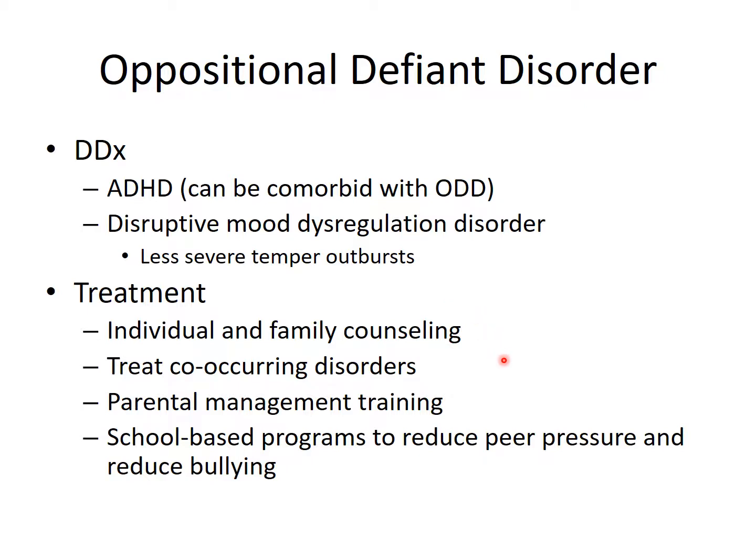And treatment: counseling. If there's co-occurring disorders, treat those. Management training for parents, school-based programs. So, not really medications. And people use medications, like Tenex and clonidine. They can be useful. They decrease some of the agitation, but for the most part, the treatment is psychotherapeutic.